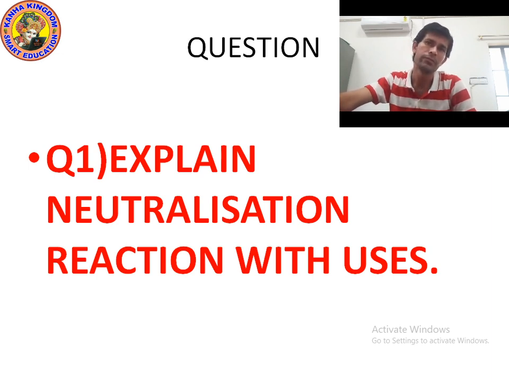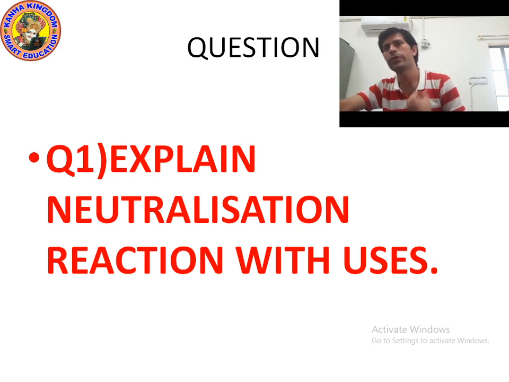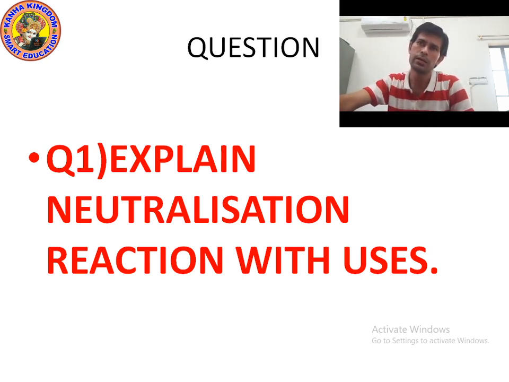Okay. If we see some uses, there are many uses. First is ant bite. When an ant bites, it injects an acidic liquid, which is actually formic acid, into the skin. The effect of acid can be neutralized by rubbing moist baking soda, which is actually sodium hydrogen carbonate, or calamine solution which contains zinc carbonate.